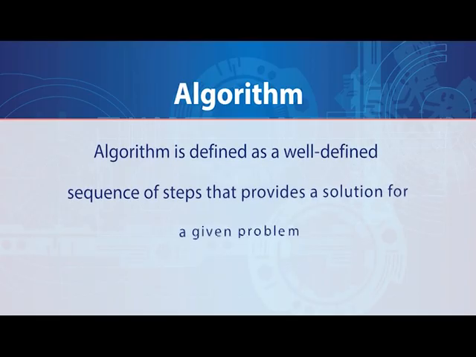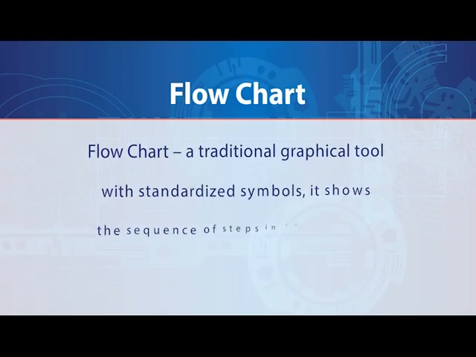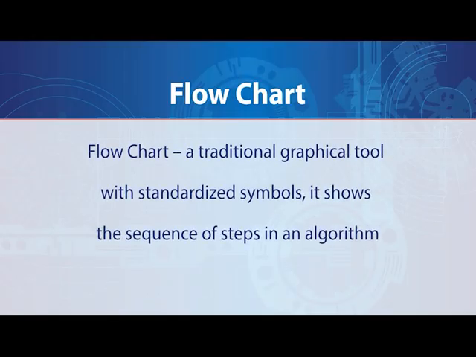Now, you would like to firstly understand what is the difference between algorithm, pseudocode and flowchart. An algorithm is in fact a well defined sequence of steps that provides a solution to a given problem, but pseudocode is in fact a programming-like structure. It is a mixed, textual structure which specifies the steps of an algorithm using essentially natural language or superimposed control structure. Likewise, we are using if else constructs and different programming constructs in our pseudocodes. Whereas the flowchart is a traditional graphical tool with standard symbols. We will be discussing the different types of symbols which are involved in a flowchart, and these symbols are arranged in a sequential manner to show the flow of the sequence of an algorithm.